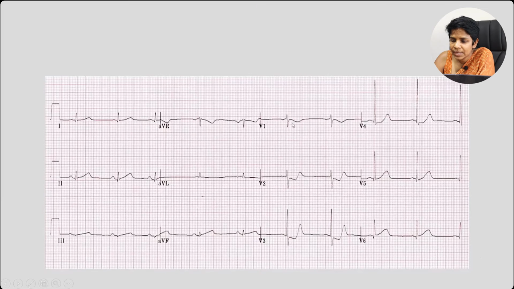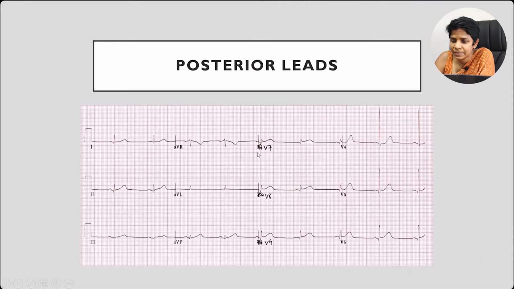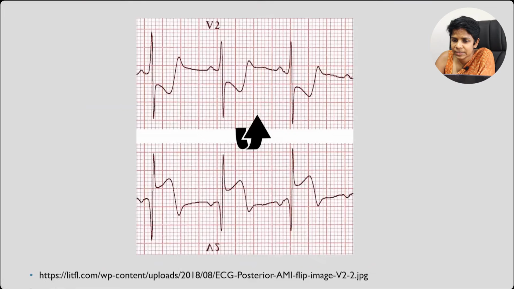Here, for example, ST depressions from V1 to V3. And if you turn this ECG backwards and upside down, you will actually detect ST elevation here. That is called mirror imaging of the ST depressions. And if you record the V7, V8, V9 posterior leads, you will detect ST elevations there. So this patient has isolated posterior STEMI. This is what I told you about mirror imaging. When you turn the ECG upside down and backwards, you actually detect this ST depression as ST elevation in V2.